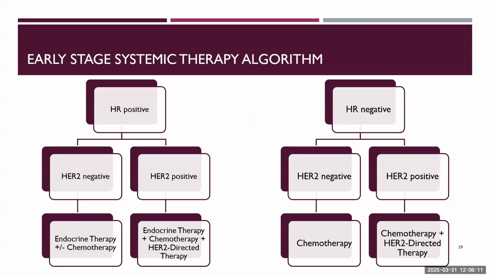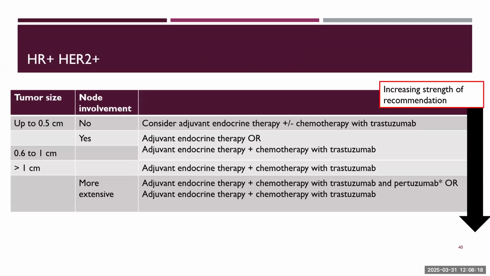Now going back to this slide, we're going to focus on HR positive, HER2 positive patients. For HR positive, HER2 positive, this is when we're going to bring in our HER2 antibodies. So it's dependent on tumor size and nodal involvement that will really drive what we are giving in the adjuvant setting. If the tumor size is up to 0.5 centimeters, they don't have any nodal involvement, you can consider adjuvant endocrine therapy plus or minus chemotherapy with trastuzumab.